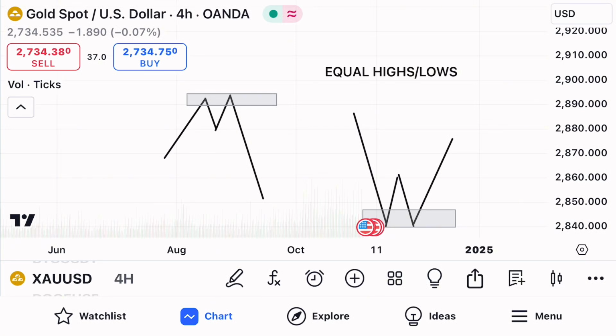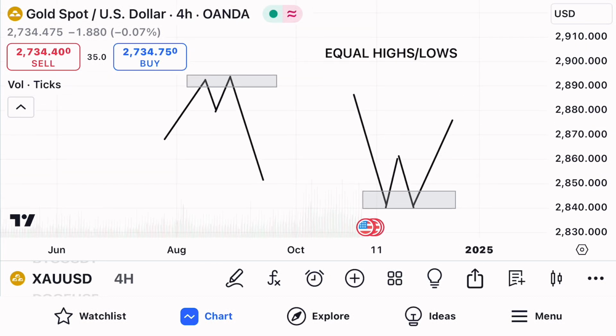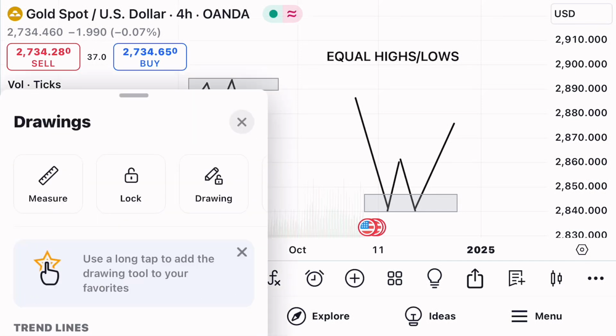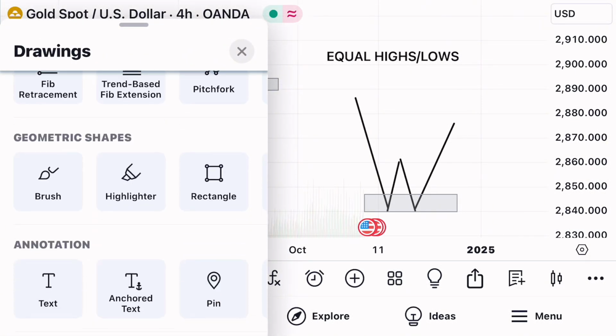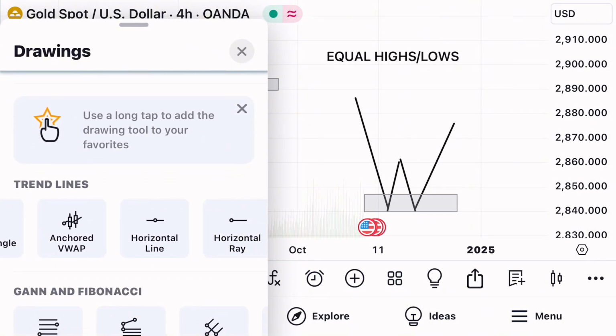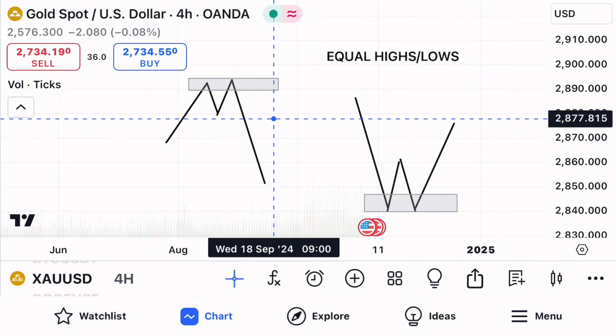Most people know this as M and W patterns. Yeah, it's the same thing. Equal highs, equal lows, it's the same thing as M and W patterns. Some people call it double top and double bottom. It's also known as double top, double bottom, M and W patterns, equal highs and lows.